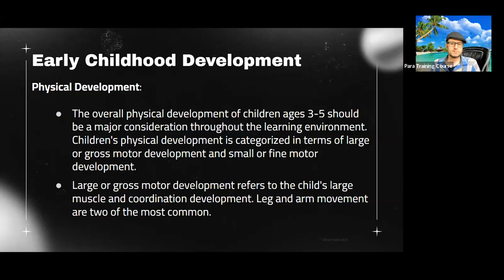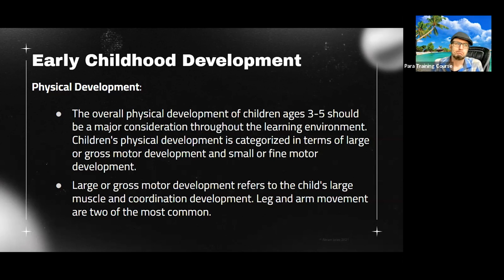All right, when it comes to early childhood development, one of the categories we are focused on is physical development. The overall physical development of children ages 3 to 5 should be a major consideration throughout the learning environment. Children's physical development, how their bodies are changing, is categorized in terms of large or gross motor development and small or fine motor development. We will distinguish these. Large or gross motor development refers to the child's large muscle and coordination development. Leg and arm movement are two of the most common.